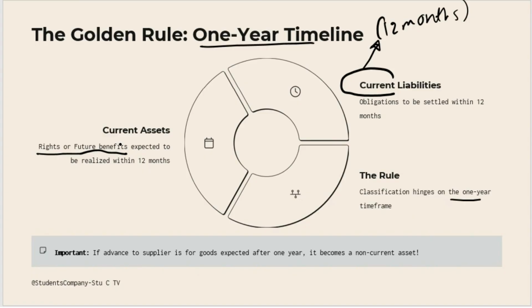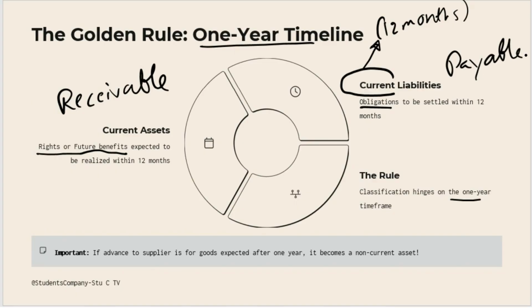So that is the first question. The next question is whether it is an obligation, whether the item is creating an obligation for the business which has to be settled in 12 months. So you will hear the word receivable, then you will also hear the word payable. So these are common terms. Receivable means you have a right to receive. It can be goods, it can be cash, or any future benefits. So that is the question. If it is receivable or rights in nature, it will be a current asset.